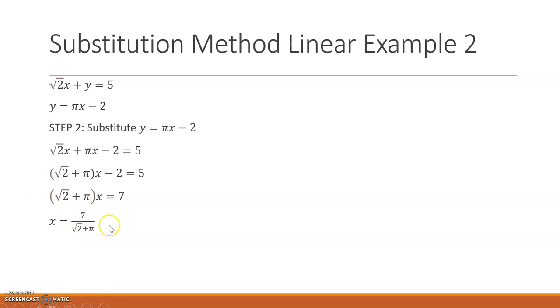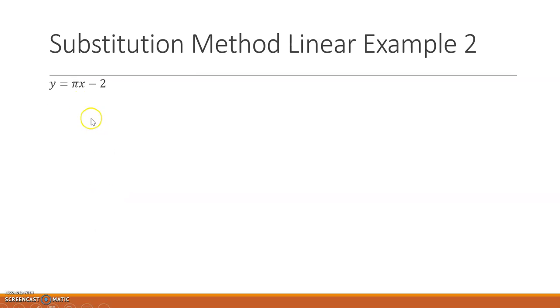Since we found a value in this step 2, we are going to take that value of x, we are going to substitute it back into that equation we found in step 1, and that will allow us to find our y value. So when we substitute, y equals pi times 7 divided by 2, the square root of 2 plus pi minus 2. Note that we can't actually simplify that, and so if we do want to write it as one term, we can turn it into a decimal.